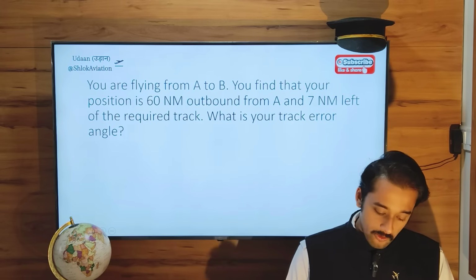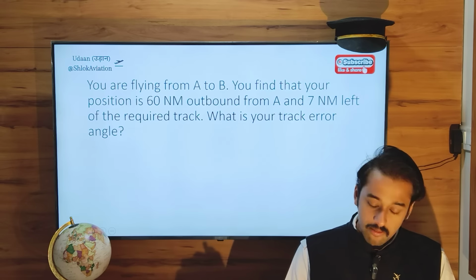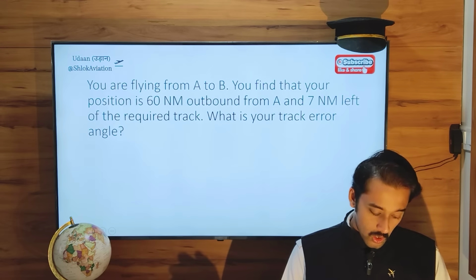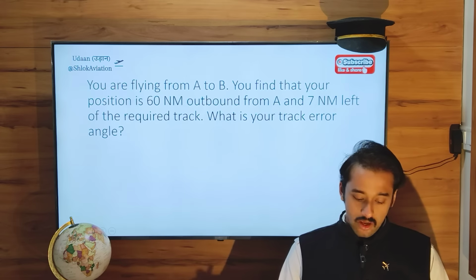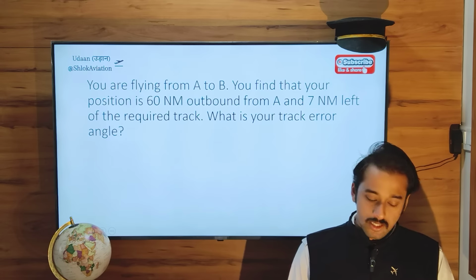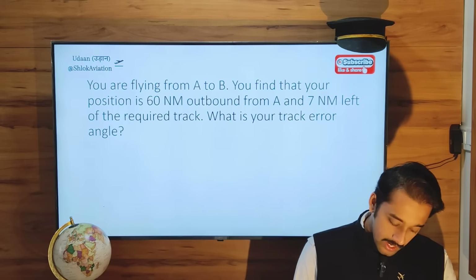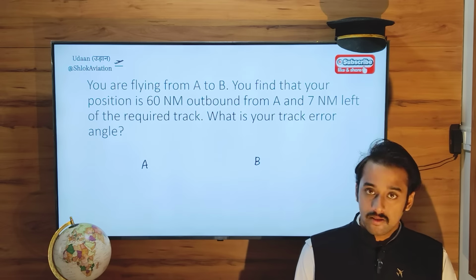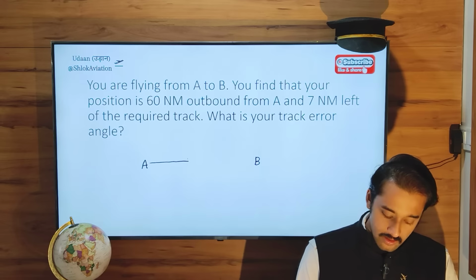A to B. You find that your position is 60 nautical miles outbound from A, 7 nautical miles left of the required track. What is your track error angle? Okay, so let's draw this picture. Let's picture this. You're flying from A to B. Okay, let's join that.